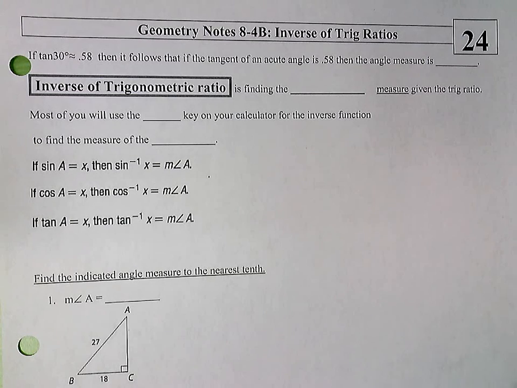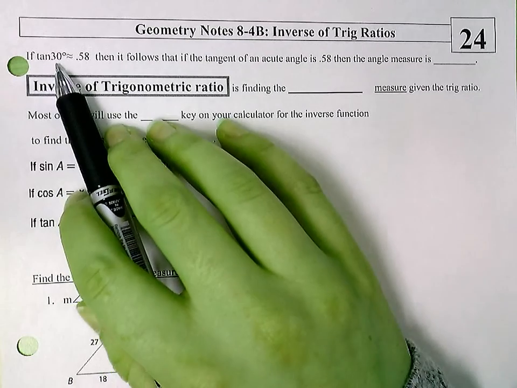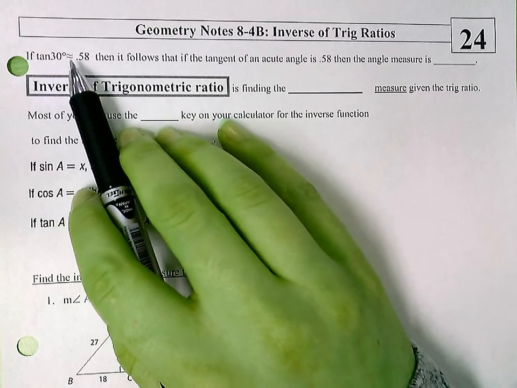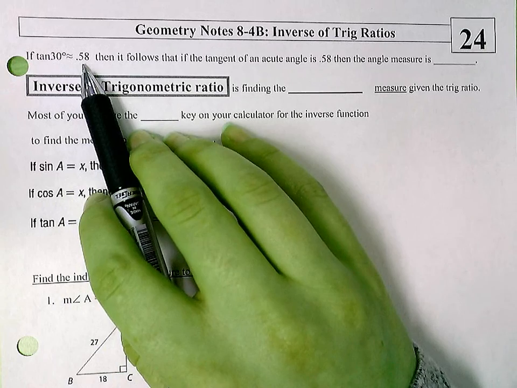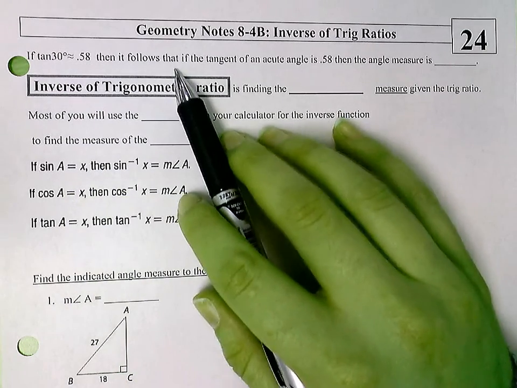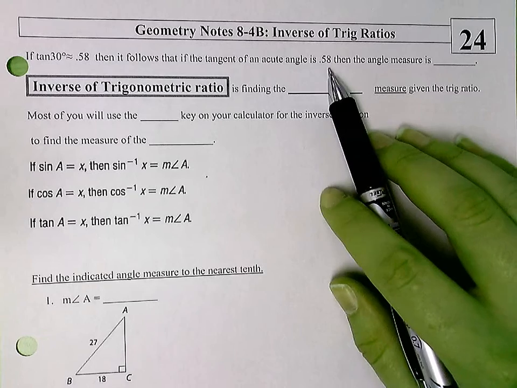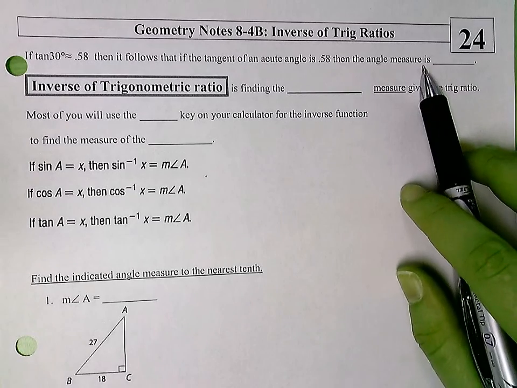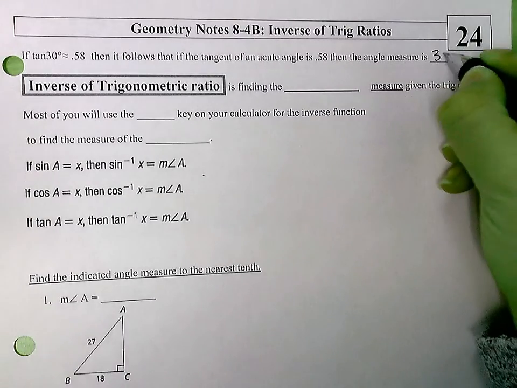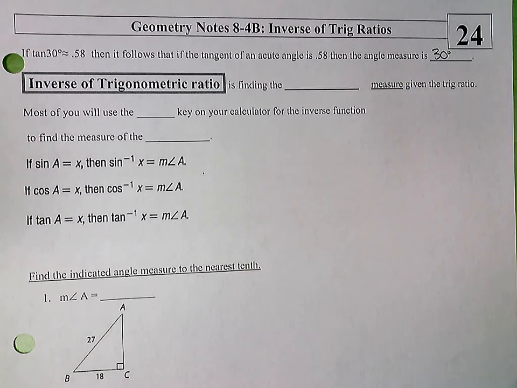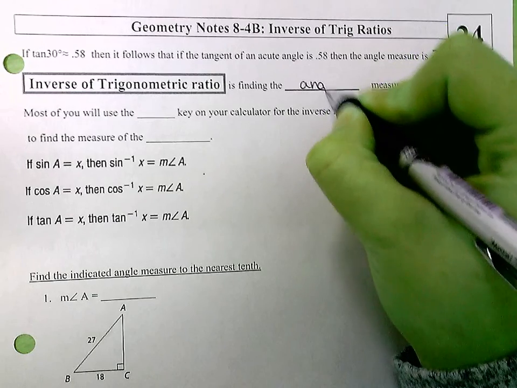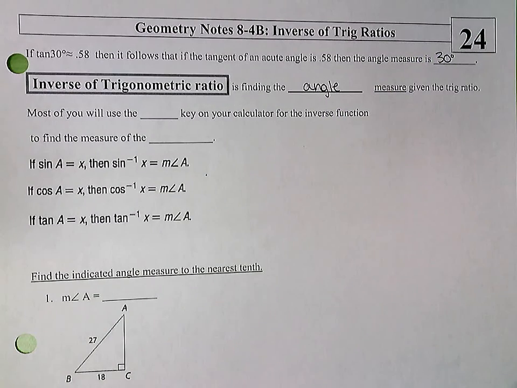So, if I have tangent of 30 degrees, that's about 0.58. If you plug that into a calculator, it's about 0.58. Then it follows that if the tangent of an acute angle is 0.58, then that angle measure would have to be 30 degrees. So the inverse of a trig ratio is finding the angle. We're finding the angle measure given the trig ratio.